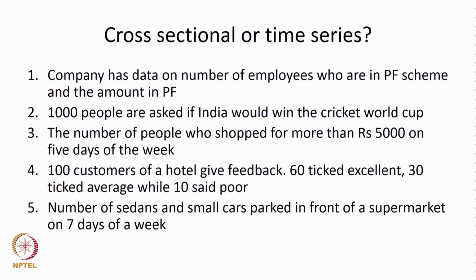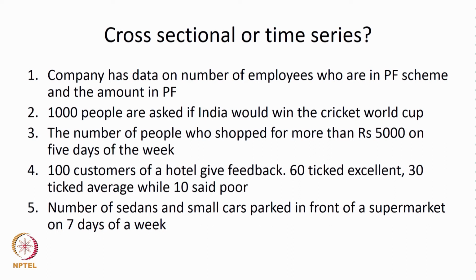We will now look at these 5 examples to understand whether they are cross-sectional or time series. The first situation: a company has data on the number of employees who are in a PF scheme and the amount that they have in their provident fund. Now, this is cross-sectional data because this data is taken at a certain point and is not taken at different points for comparison. So, the first example is an example of cross-sectional data.